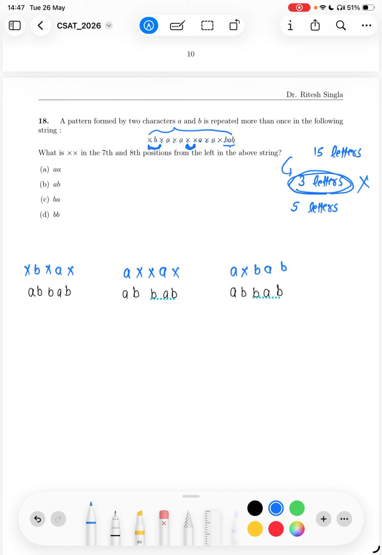And done. If you see now, the pattern is A, B, B, A, B, A, B, B, A, B, A, B, B, A, B. So the seventh and eighth letters are B and B. Problem solved.